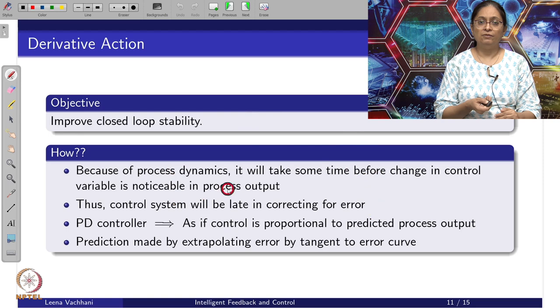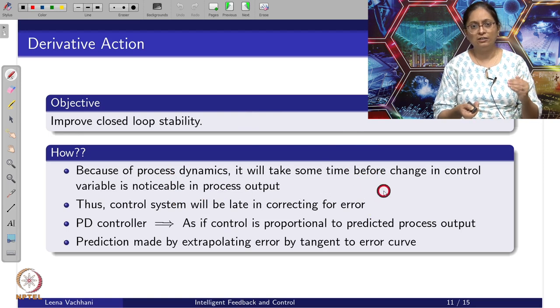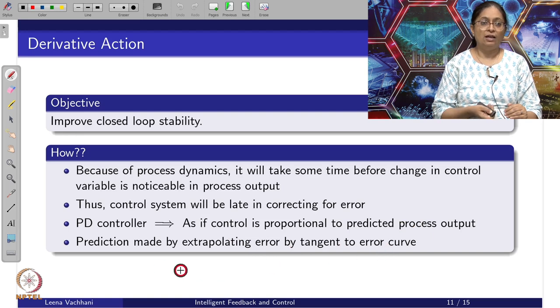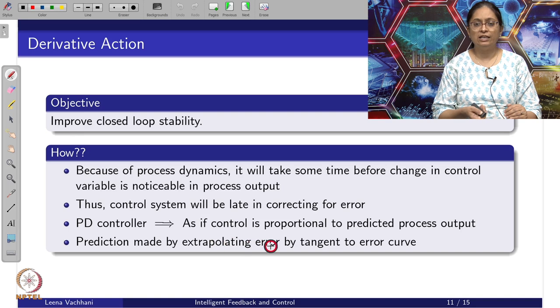It's because of the process dynamics. It takes some time for the changes in the control to appear in the process output. And therefore, it is late in correcting for errors, but with the PD controller, we are having some predicted process output and it is helping us in reaching the final value faster. Predictions are made by extrapolating the error by the tangent to the error curves.